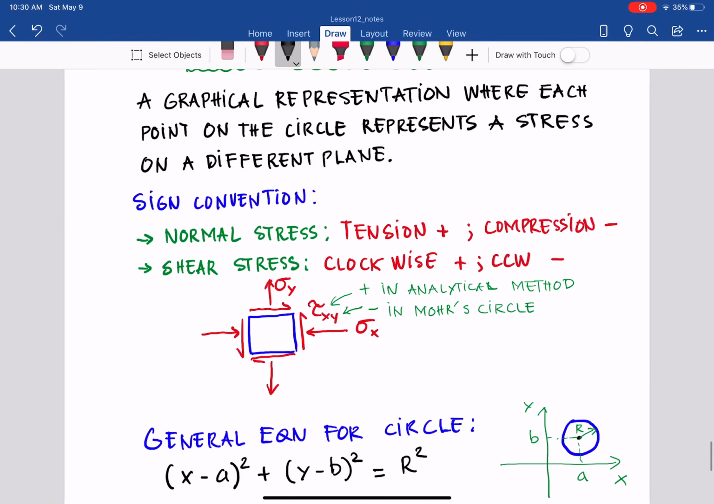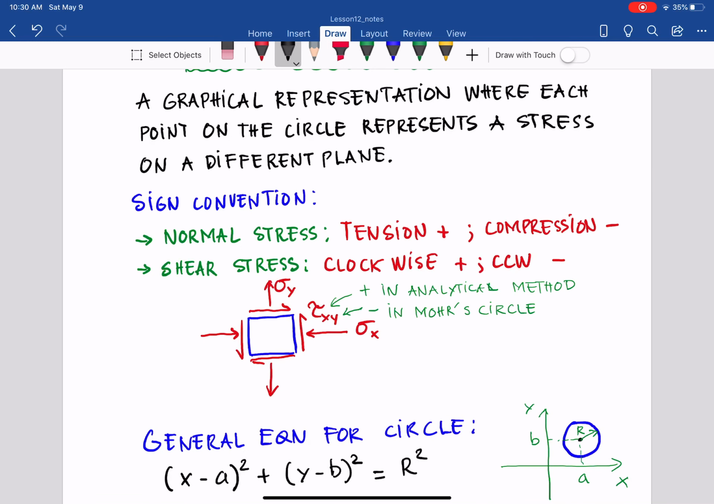But the sign convention is very important. Don't be confused, especially about the shear stress between the analytical method and the Mohr circle. With that, let's move on to practice the last two problems.